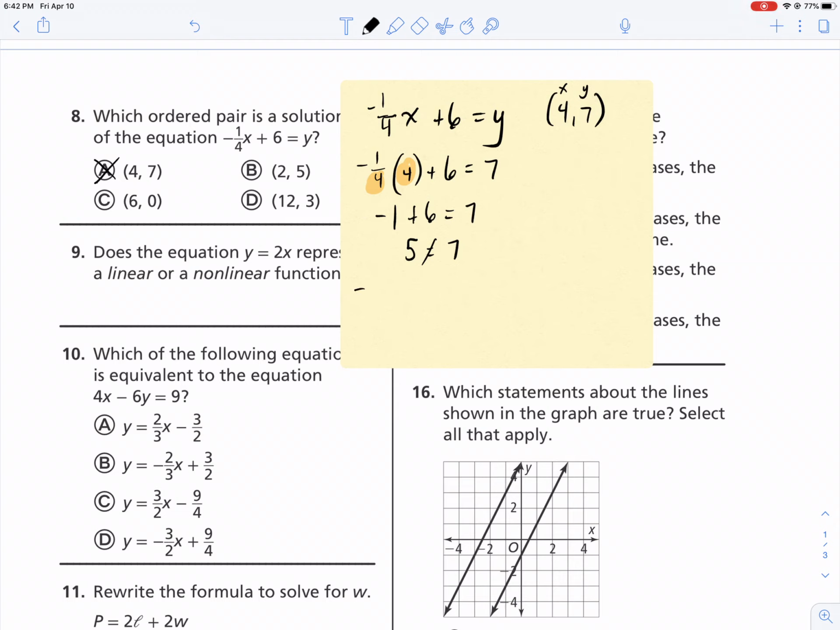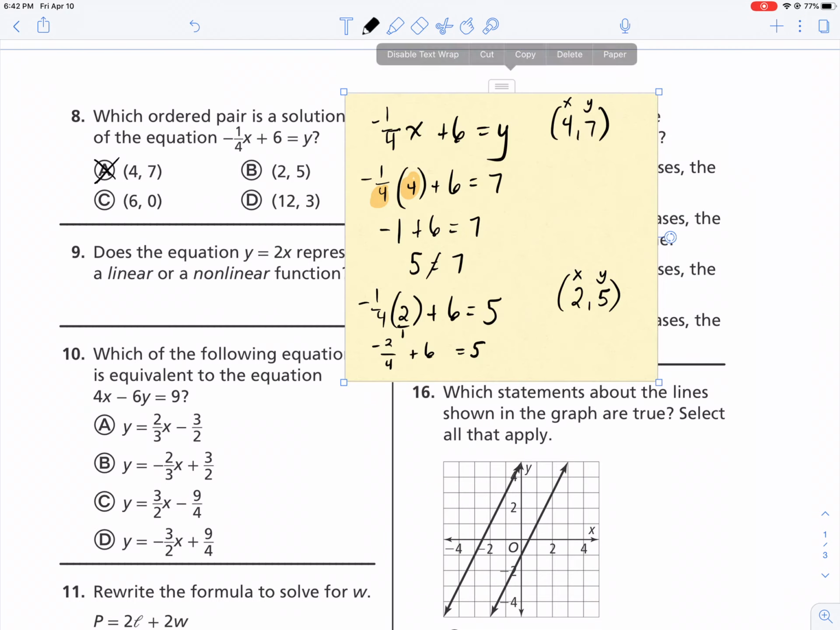So for B, I'm going to do negative 1/4. We'll put our coordinate over here, 2, 5. My x is now going to be 2, and my y is going to be 5. So I'm going to say negative 1/4, parentheses 2, plus 6 equals my y value, which is 5. Now I'm going to say what is a negative quarter of 2. If you like to, you can just multiply straight across the top and the bottom. So I have a negative times a positive, and I'm going to end up with negative 2 over 4 plus 6 equals 5.